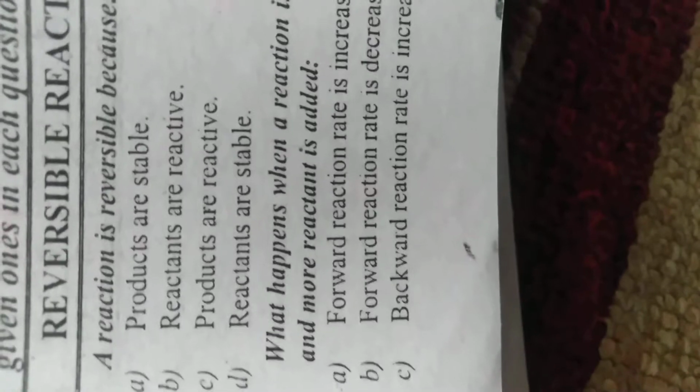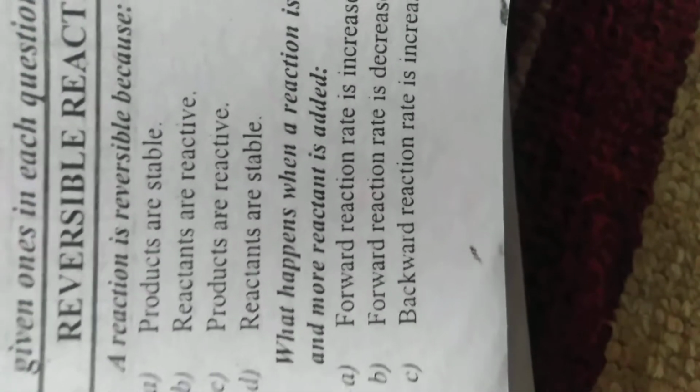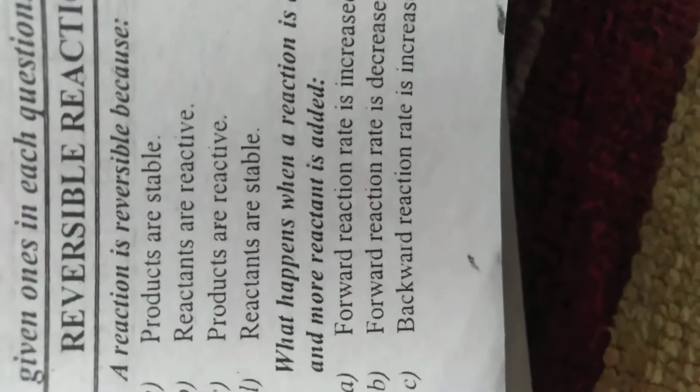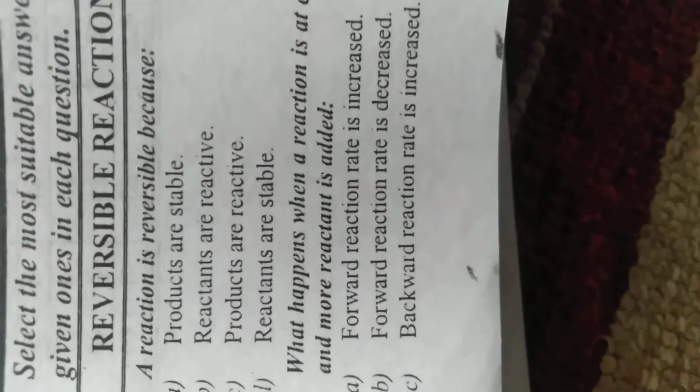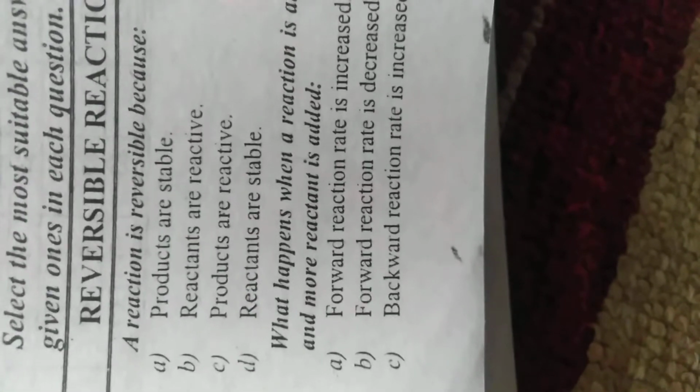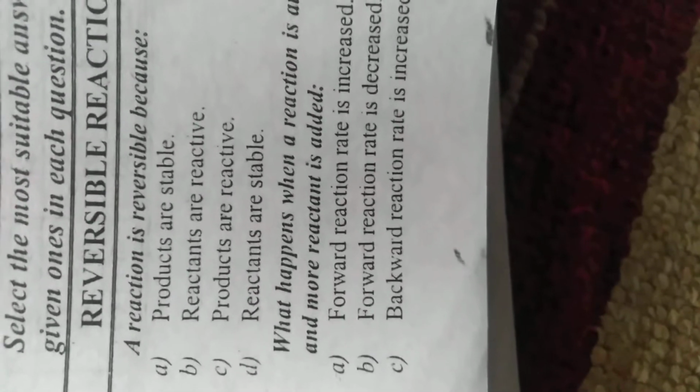And today's topic we will discuss MCQs related to chemical equilibrium. Question number 1. A reaction is reversible because product are stable, reactant are reactive, product are reactive. Option D is reactants are stable.